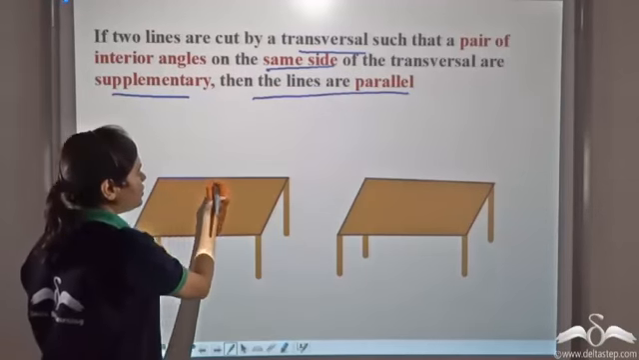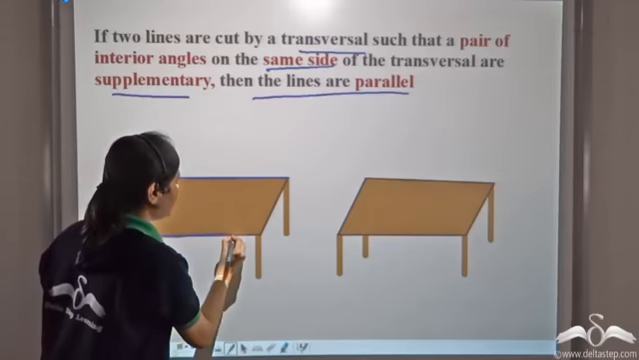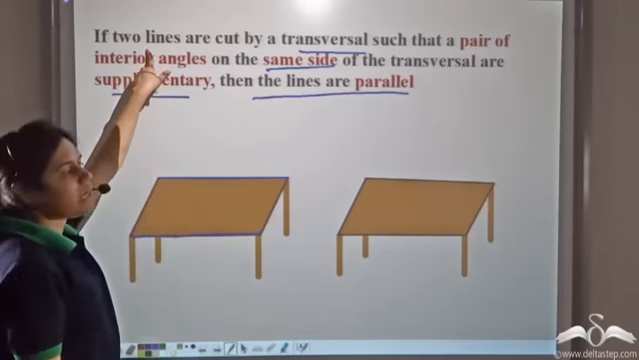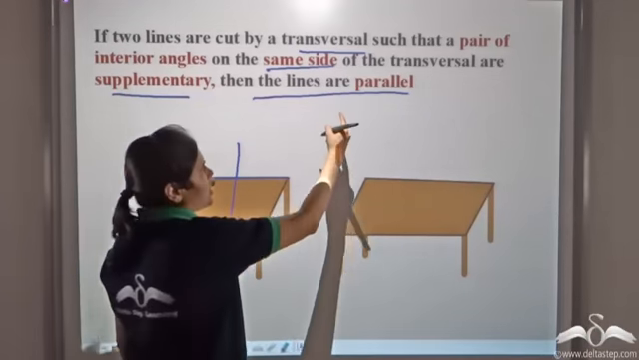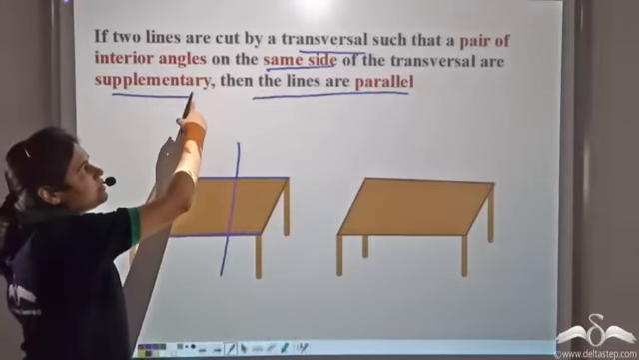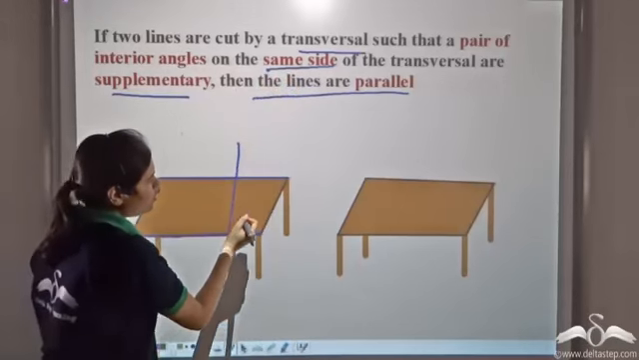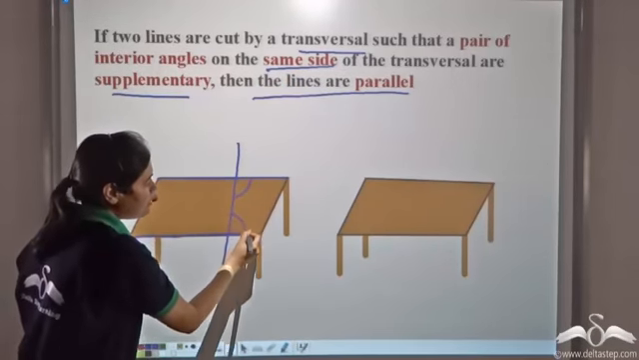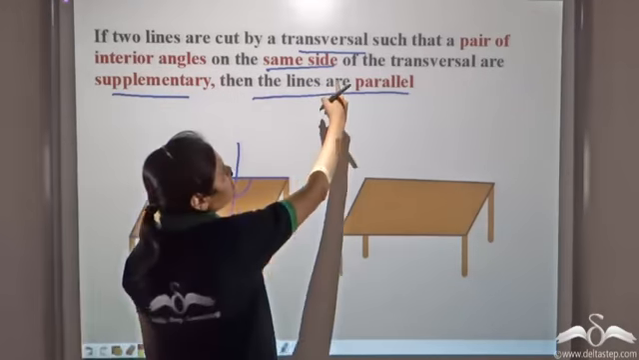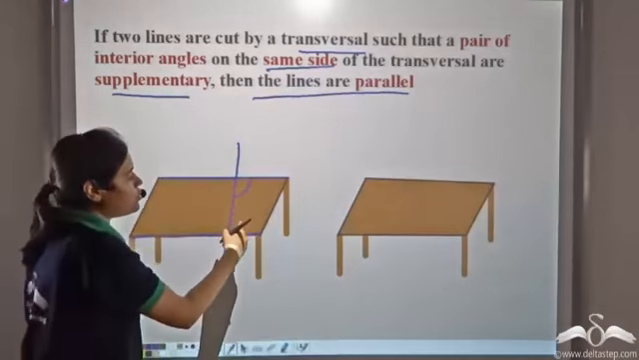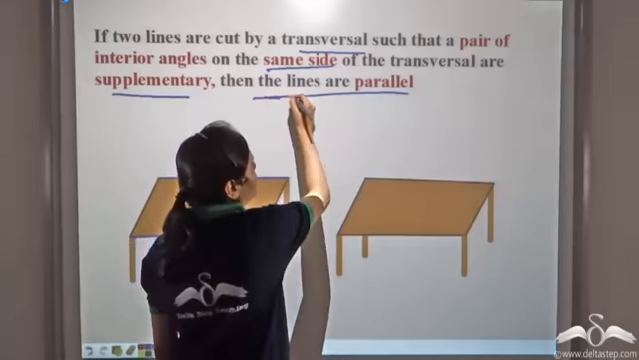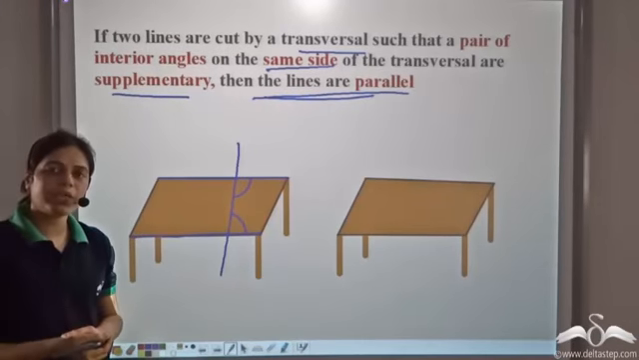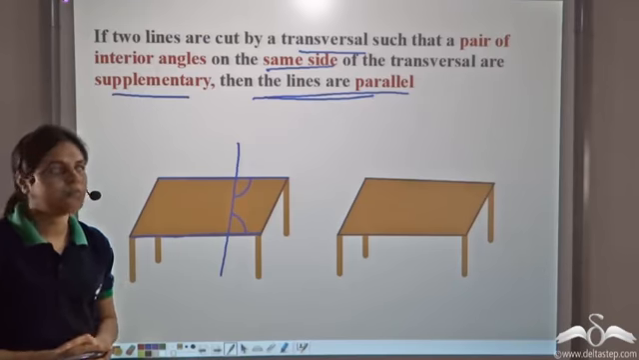So let us consider these two lines, this line and this line. So we have two lines cut by a transversal. So we intersect them by a transversal such that a pair of interior angles on the same side. So we draw interior angles on the same side are supplementary. So we need to check whether they are supplementary or not. If they are supplementary, then we can say that the lines are parallel. If they are not supplementary, then the lines will not be parallel.